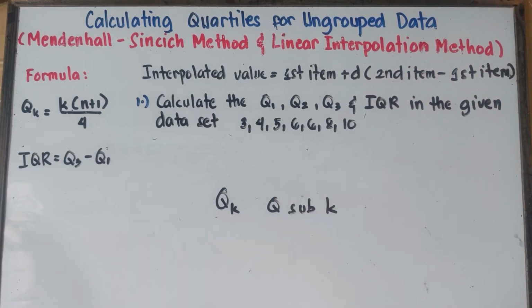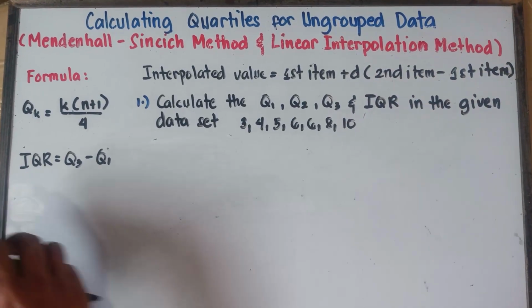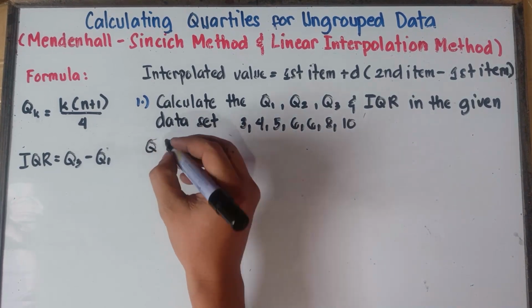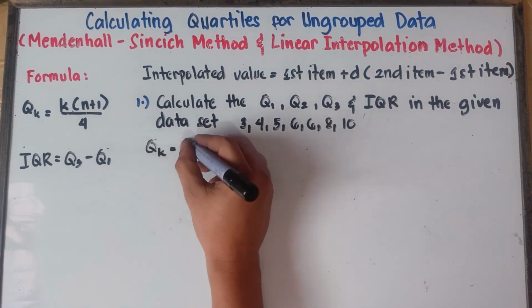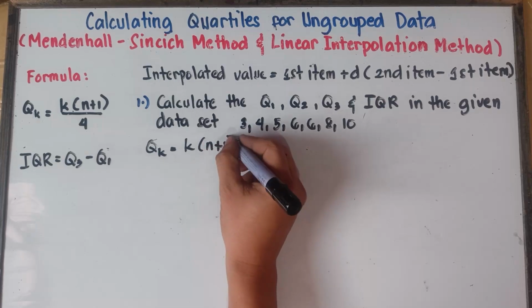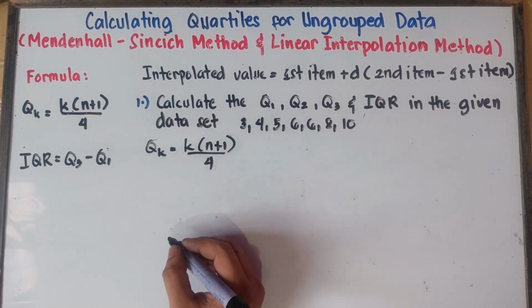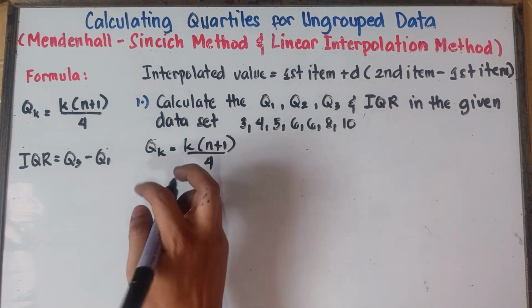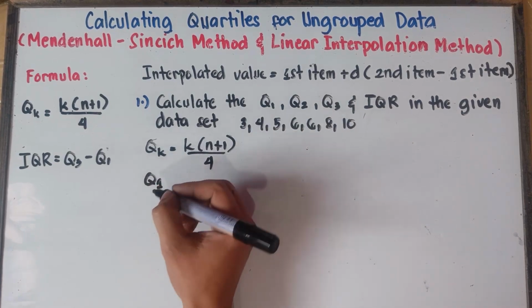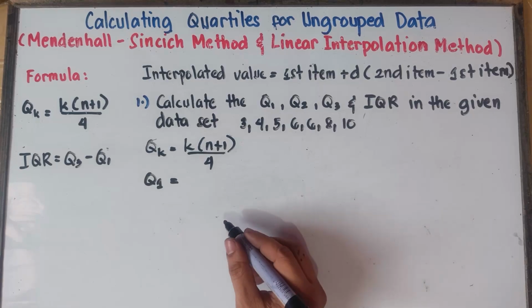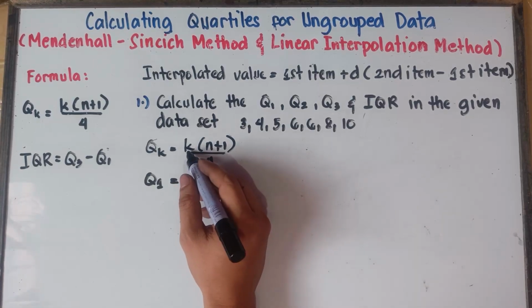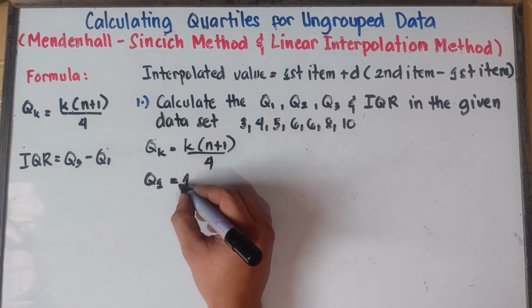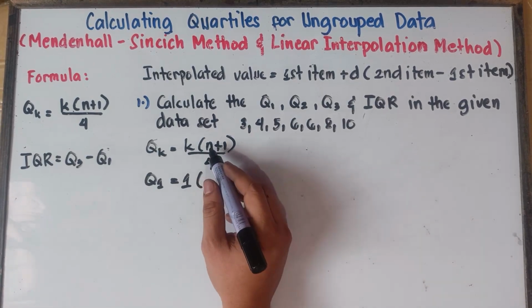Alright, so let's start with example number 1. Let me just copy the formula. We have Q sub K equals K times (n plus 1) divided by 4. We're looking for quartile 1, therefore our K is 1. So Q sub 1 equals 1 times (n plus 1) over 4, and n is the total number of data values.